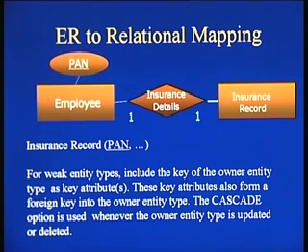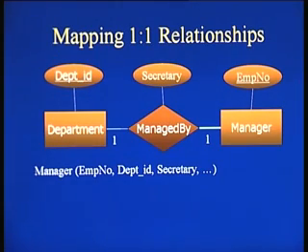So the three steps here in order to translate a weak entity type are to first locate the identifying relationship and see which entity type this weak entity type is associated with, use the primary key of that entity type as the key for the relation of the weak entity type, and make it into a foreign key of this entity type, and use cascade options whenever updations or deletions are performed on the strong entity type.